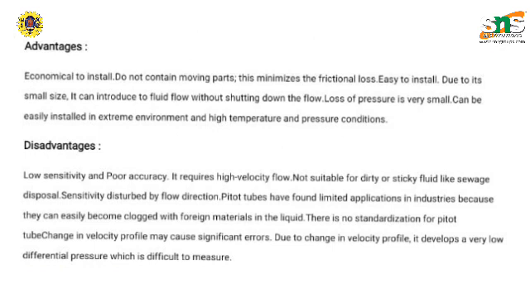Before we go to the advantages part, the aircraft basically uses six types of instruments. The first is the attitude indicator, the second is the turn indicator, the third is the heading indicator, the fourth is the altimeter, the fifth is the airspeed indicator, and the final one is the vertical speed indicator.